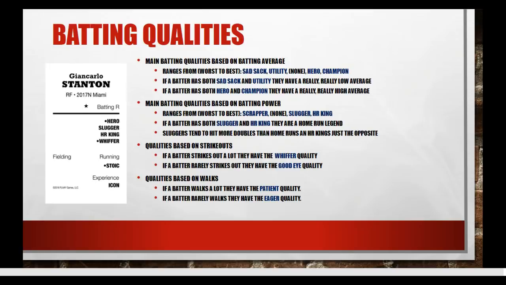Then there's also qualities based on the batting power. So as you can see, Giancarlo here, he has slugger and home run king. And these range from scrapper, meaning that they aren't going to hit much at all. They're going to hit singles mostly, to none, which is average, and then slugger and home run king. In general, sluggers are going to hit more doubles than home runs, and home run kings are going to hit more home runs than doubles. And if you have both of them, then you consider a home run legend like Giancarlo here.